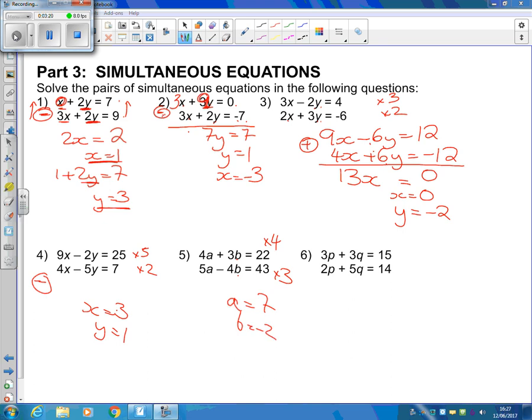And for the last one here, the answers aren't going to be as nice for this one here. They're not always pleasant answers. So if I times that one by 5 and I times that one by 3, the answers I'm going to get at the end of this is p equals 11 thirds and q equals 4 thirds. They're the answers at the end of that.